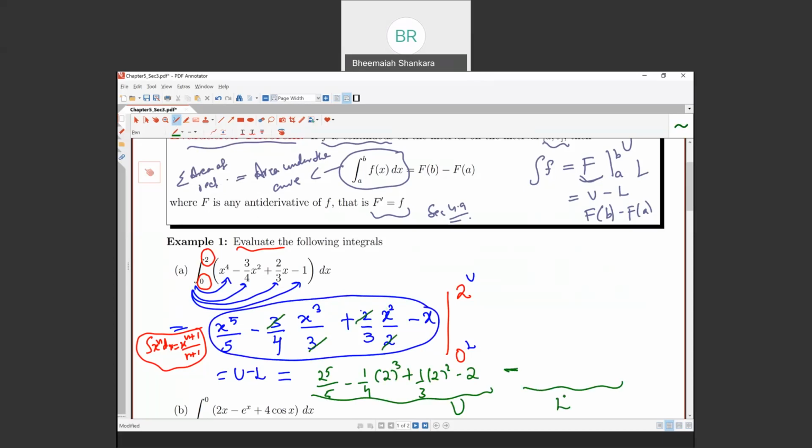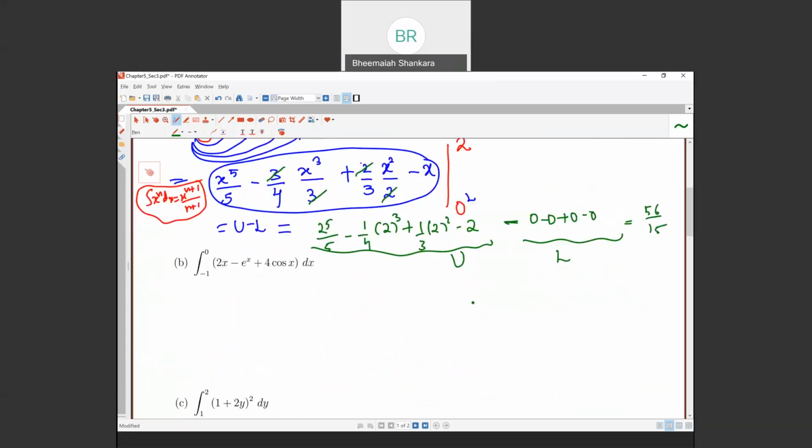Plug in 0. The first value, 0 to the 5 over 5, is 0. The second value is 0. The third value is 0. The last value is also 0. Every function here on the top has a common variable, which is x. So when you plug in x equal to 0, the entire term becomes 0. Simplify this expression and you will see that you get 56 over 15. So it's always the upper limit minus the lower limit.